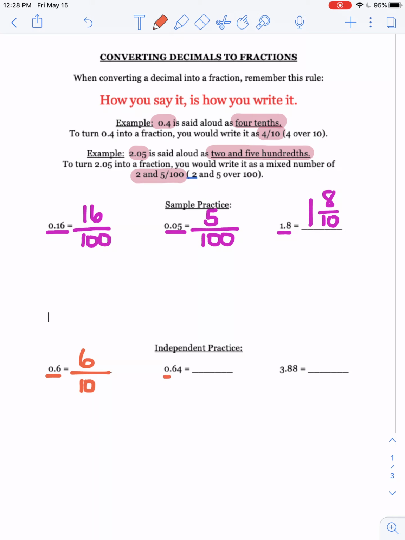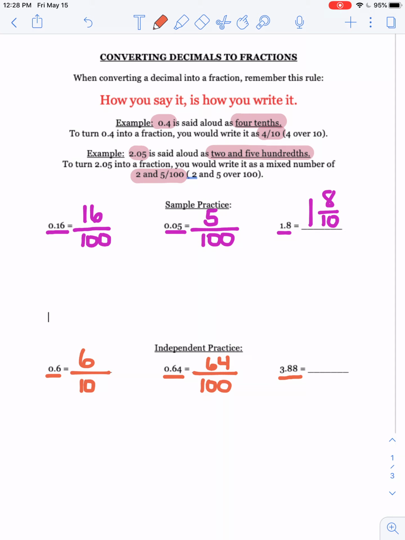Our second independent practice problem is 0.64. Again, we have 2 numbers after the decimal place, so that automatically puts us at hundredths, and then it's 64 hundredths.